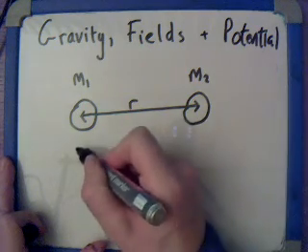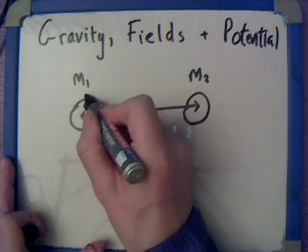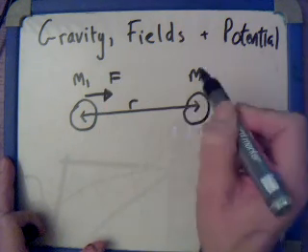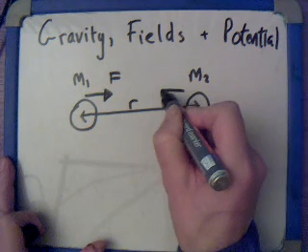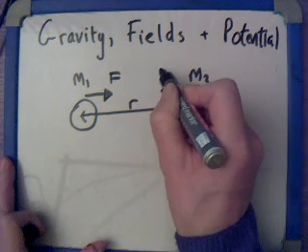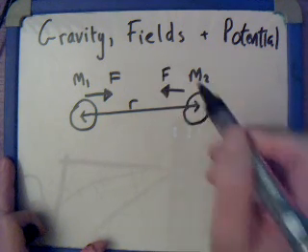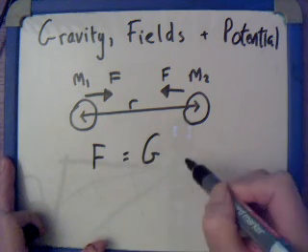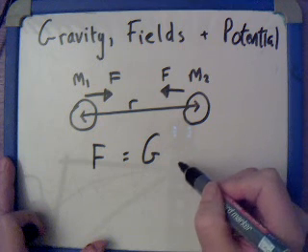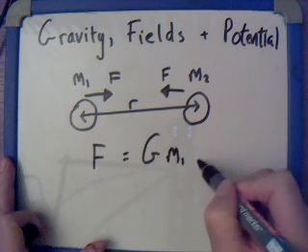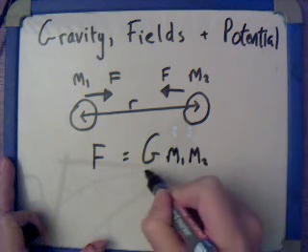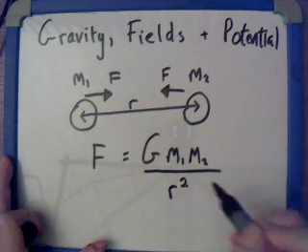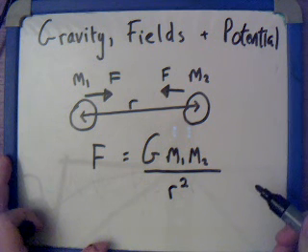F, and the force that M1 would feel a force F, that would also feel a force F. Equal and opposite forces, and the force again would be gravitational, the universal gravitational constant times M1 times M2 divided by the distance between them squared. Okay.